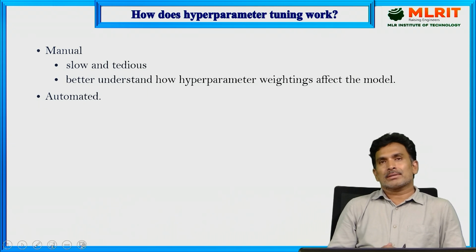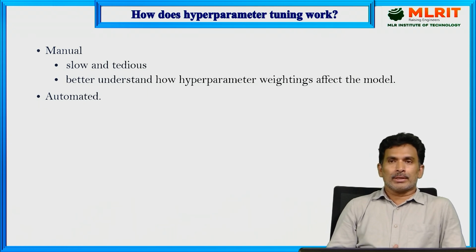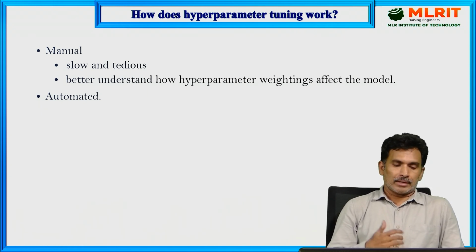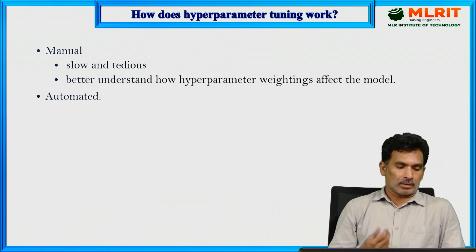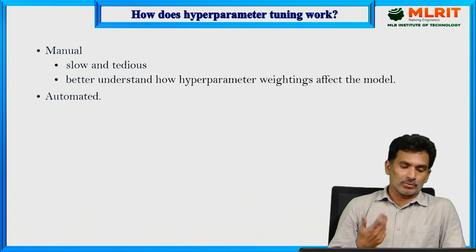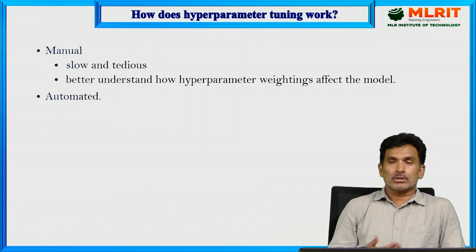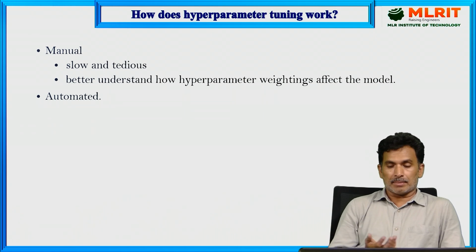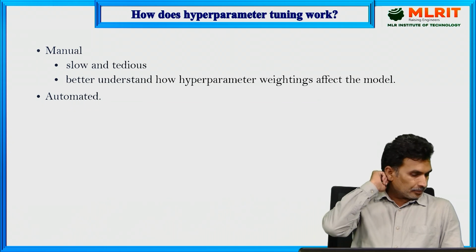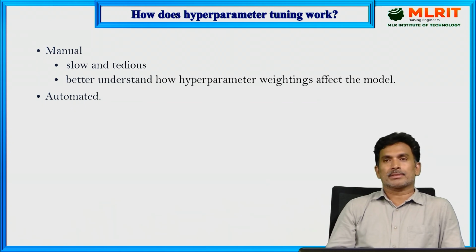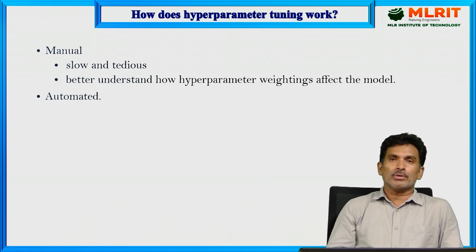Next, how does hyperparameter tuning work? It can be done manually, or by using automated techniques. But if you do this hyperparameter tuning manually, it becomes very slow. The advantage here is that we understand how the hyperparameter weightings affect the model.